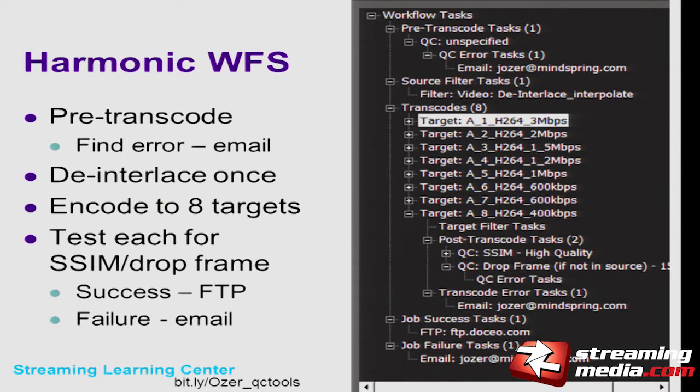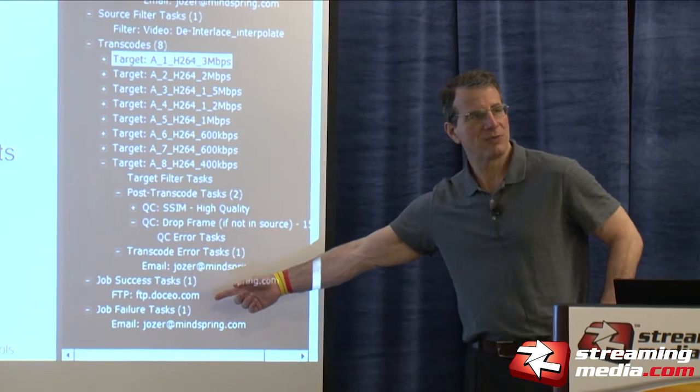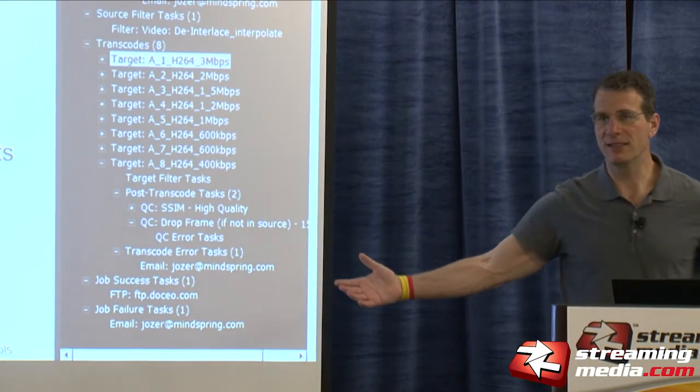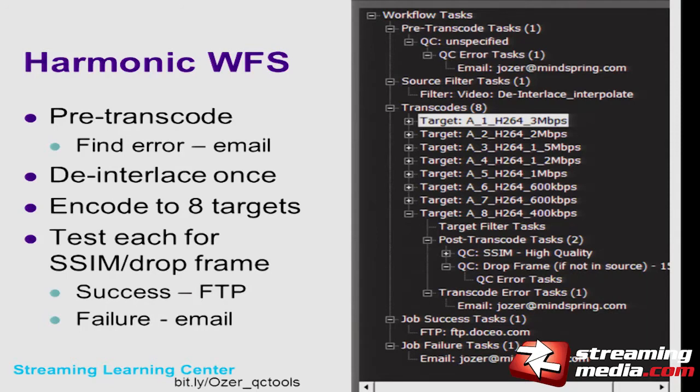So this is called a workflow within the workflow system. So I transcode into 8 targets, and then I run an SSIM test, which is structured similarity, some kind of quality comparison. And then if I don't get a high enough quality there, or if there are dropped frames, this is kicked out, and I get another email. And then if everything's fine, it gets FTP'd to a website, and I get an email notification that everything's okay. So this is what you build to make something like that happen. And it's all fairly simple.